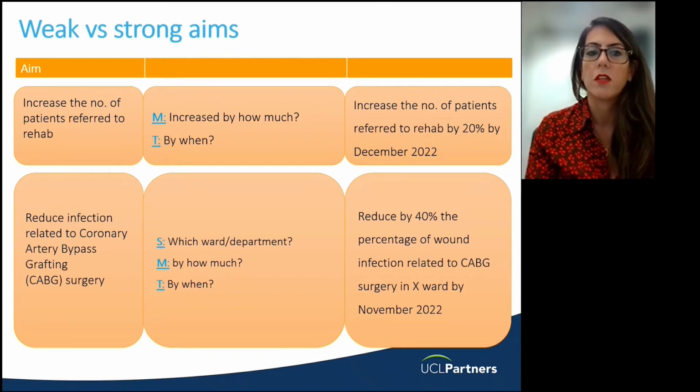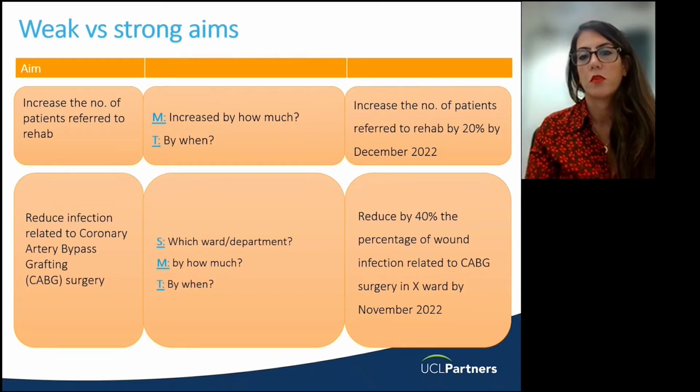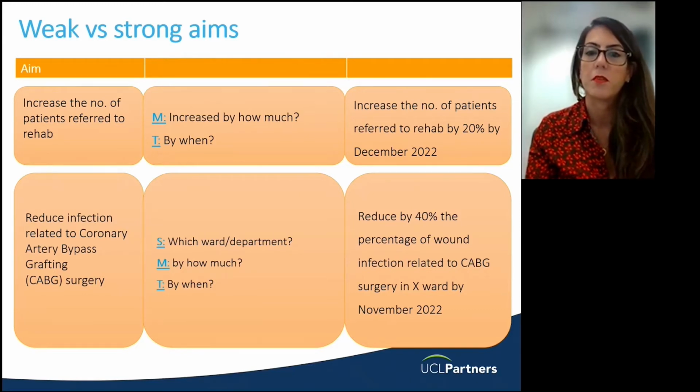So we need to move the aim into a SMART aim, which would be to increase the number of patients referred to rehab, and here we've said 20% by December next year. You can see something similar for an aim below that doesn't start off as particularly smart. It's a great aim, but we need to add some more specificity to it. So that's often by adding percentages and places and dates, etc.